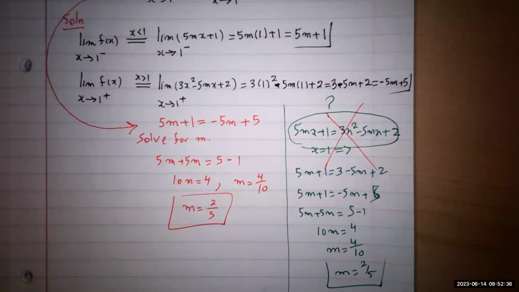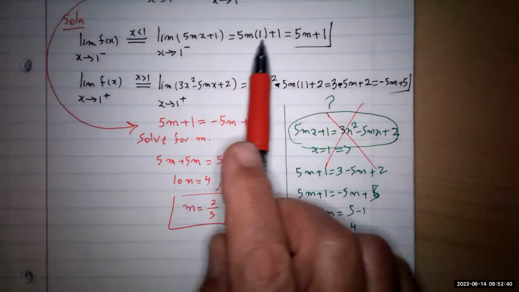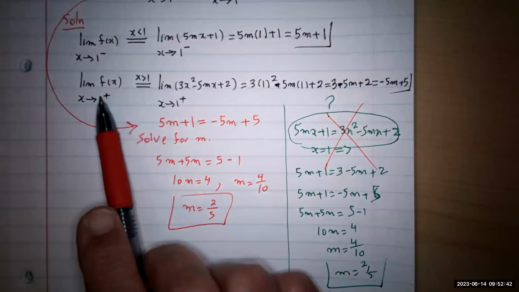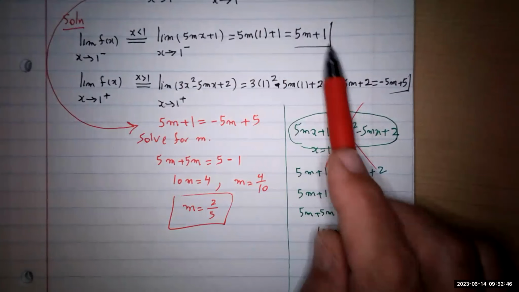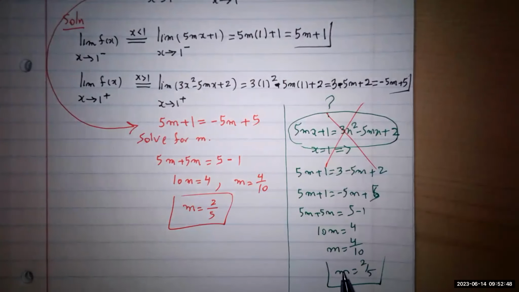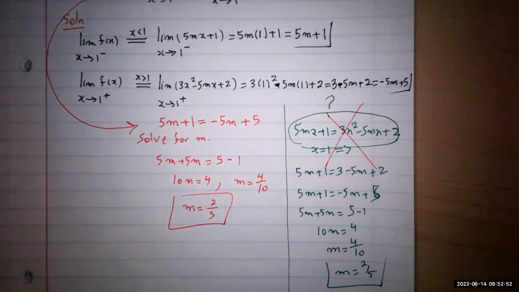So you have to put this, you see the way I did it? I just find the limits first, the limit of 5m plus 1 and the limit of the second one, the right and the left limits. Then I set the limits to be equal to each other. But in this solution, there are no limits. Where did you use the limits?